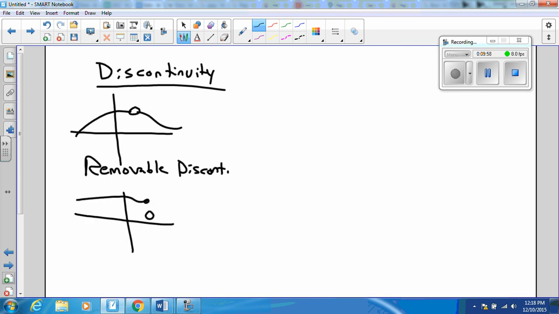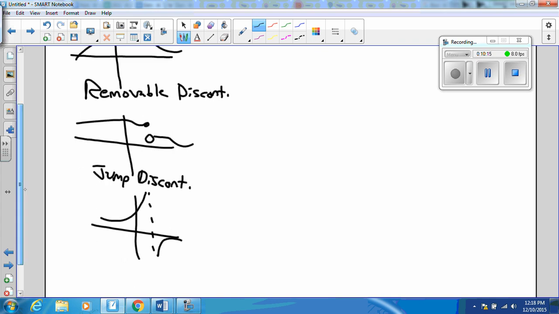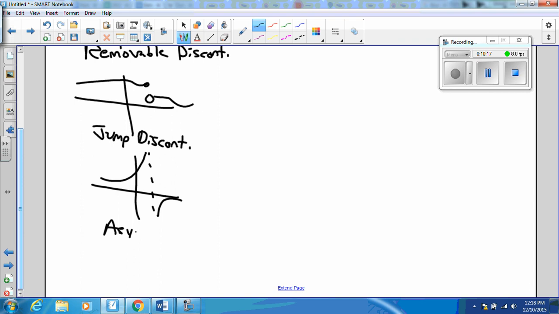And we have, what's this called? Jump discontinuity. And we have our third and final one. What's this guy? Asymptotic discontinuity.